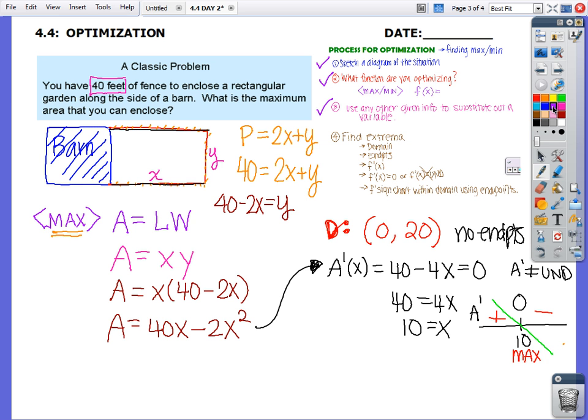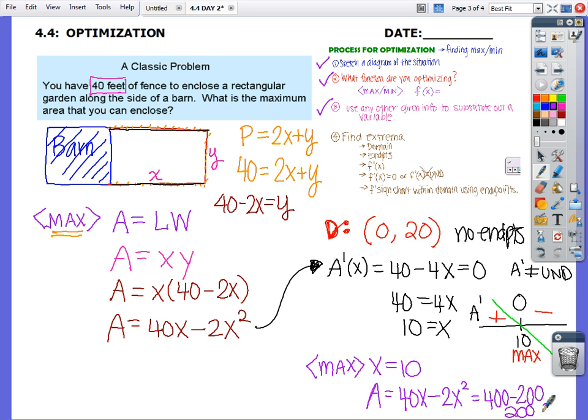Now that I know that that's a maximum, I can answer the question. So the max occurs when x is 10, but that wasn't the question that was asked. It asked us what's the maximum area. So the area would be 40x minus 2x squared. So that would be 400 minus 200, which would give us an area of 200 feet squared.